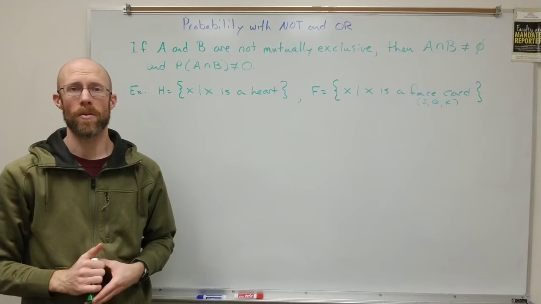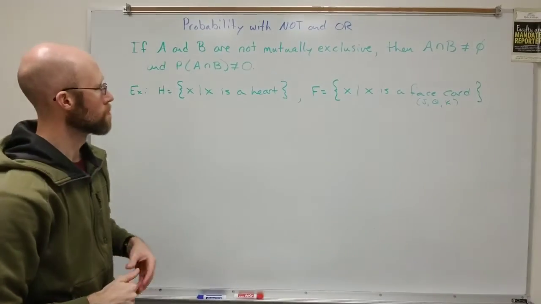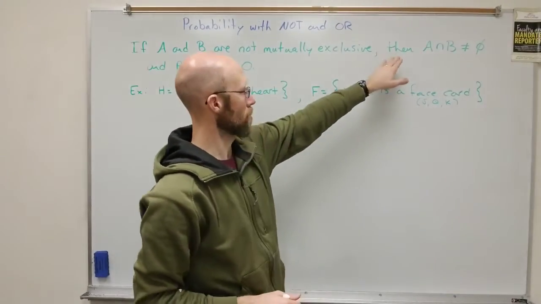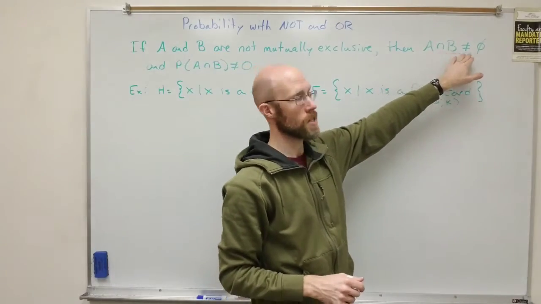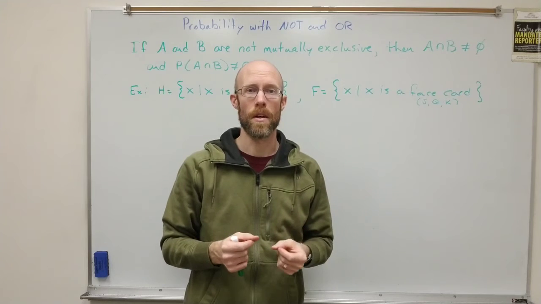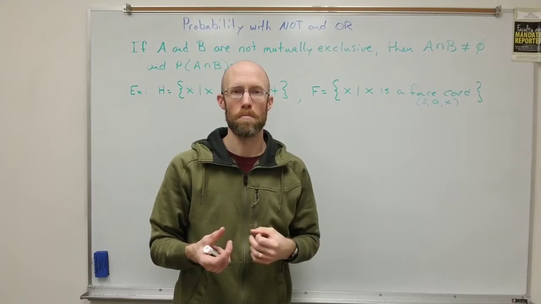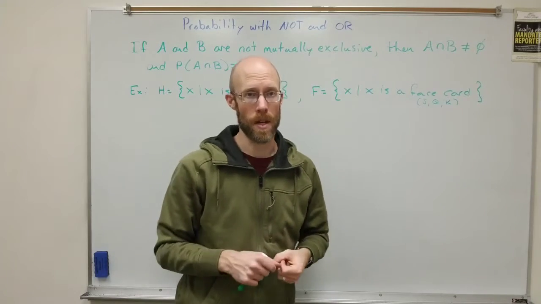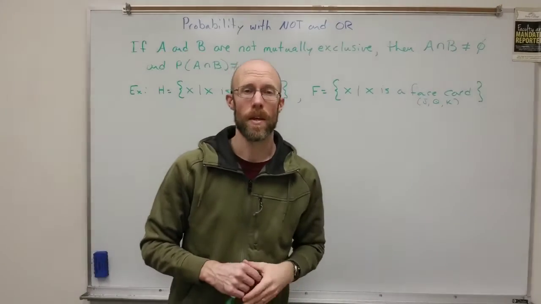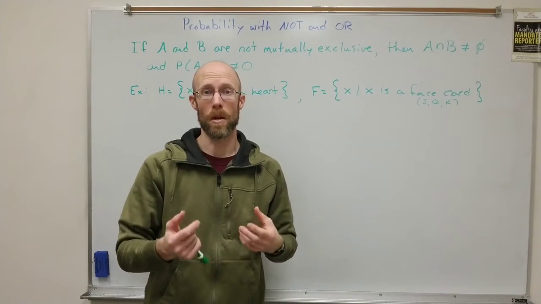So now we're going to look at what happens if events are not mutually exclusive. So events A and B are not mutually exclusive. If that occurs, then their intersection is not the empty set. That means there's something in the intersection, something that can happen. There's some element of both of those sets that can happen at the same time. And the probability of their intersection is not zero. All right, and so that means that it's possible that you could get both occurring.